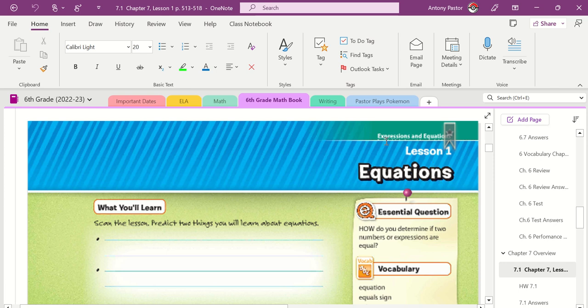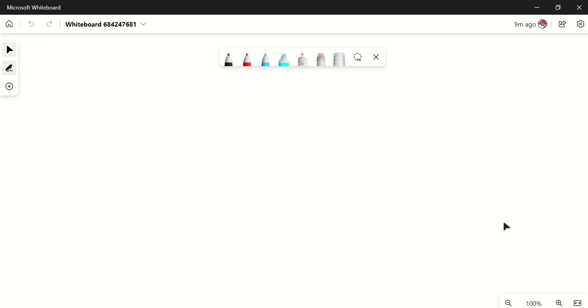All right, so we're doing chapter 7, lesson 1, equations. Before we begin, what was the one thing you guys learned about last chapter that is related to equations? Remember, there was a difference. This is one of your quiz questions. What did we learn? The difference between an equation and an expression.